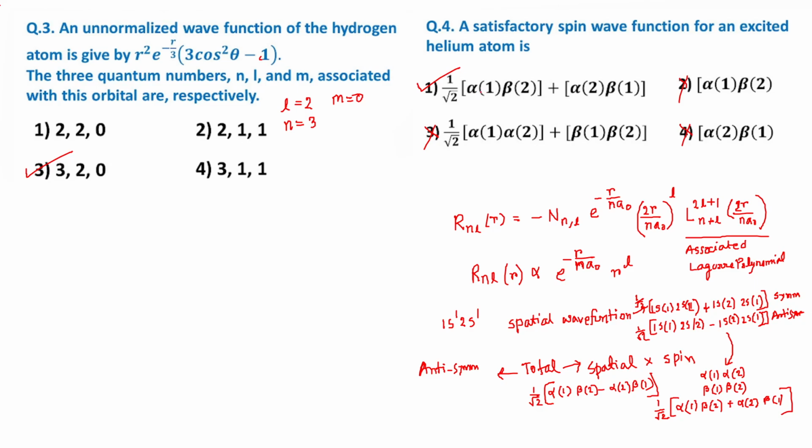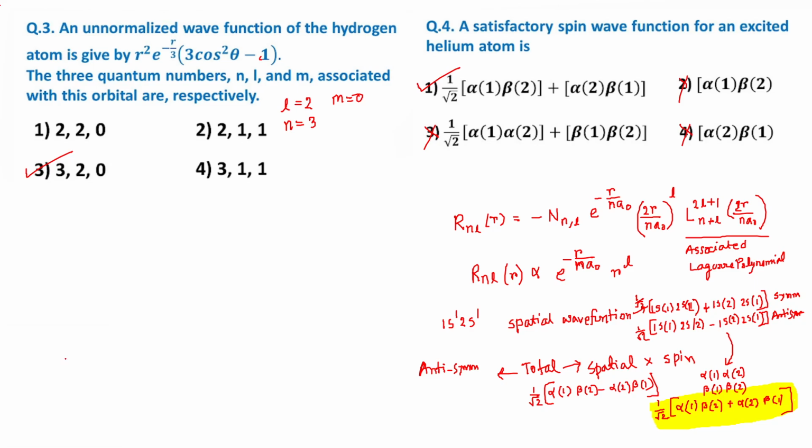See, 1 by root 2, that is alpha 1 beta 2. So this is the condition we are discussing. Let me highlight this one. I am talking about where your spin function is symmetric, and that's why your spatial part has to be antisymmetric.